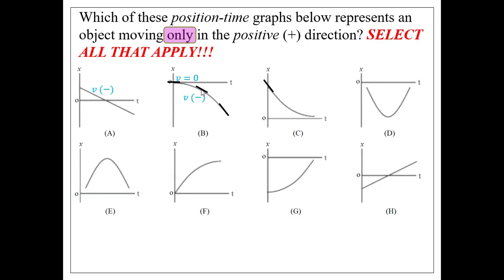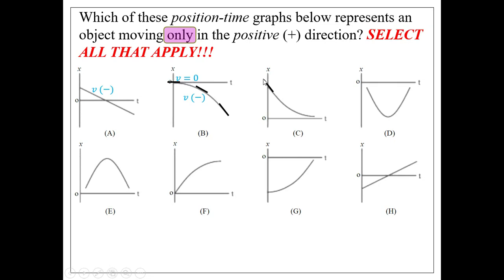Let's go to C. Well, once again, how do I know if my initial velocity is negative, positive, or 0 to start? Draw a tangent line that extends across the vertical axis. So here in choice C, I've drawn a tangent line that crosses the vertical axis.